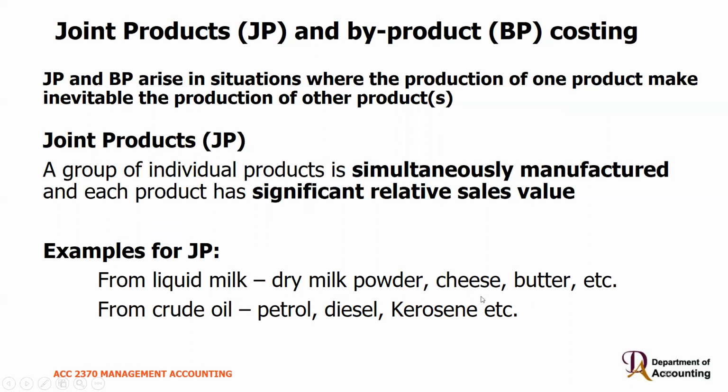All these are produced simultaneously, right? But after one point, you identify, okay, these are dry milk powder, this is cheese, this is butter. But until that point, all these products are produced simultaneously in one process. And when it comes to crude oil, when you process crude oil, you can get petrol, diesel, kerosene, everything simultaneously manufactured. And of course, these products have significant relative sales value as well.